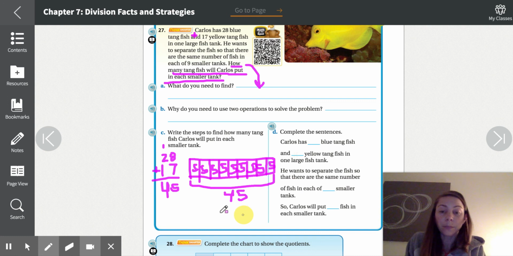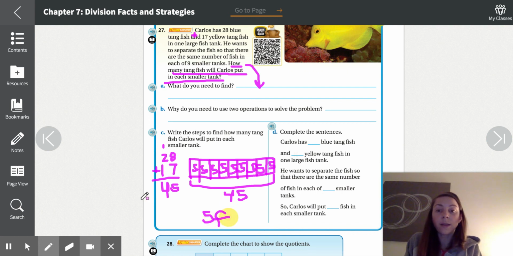All right. And so what's my final answer? I have lots of numbers on my page here. So make sure when you are solving with all kinds of steps, make sure at the end you write your final answer to the question. The question is, how many tang fish will he put in each smaller tank? So how many is in each one? 5. 5 fish.